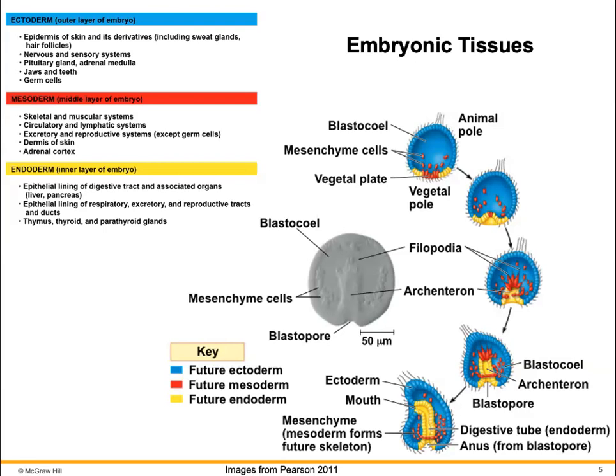So you're thinking of the epidermis of your skin. It can be the sweat glands, the hair follicles. It can also be the nervous system, including your nerves themselves and your brain and spinal cord.